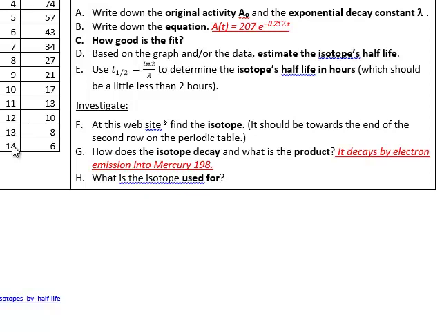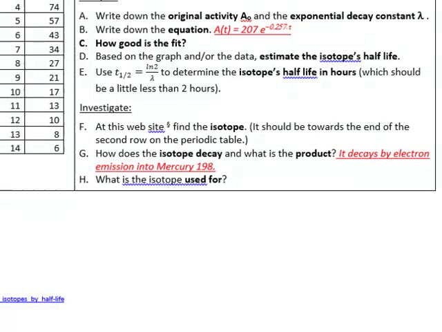So here's the time in days, here's the activity in becquerel, and these are the things we have to do. Among them is to write down an equation of this form. So activity is the original activity times e to the negative lambda t, and then we have to answer these kinds of questions here. So let's do that.